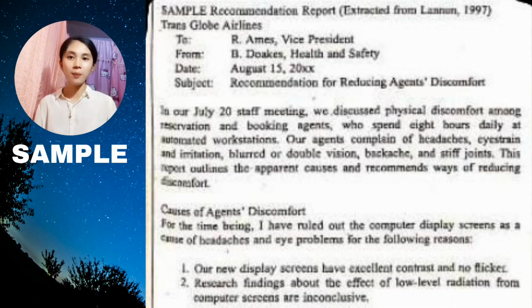I have here the example. As you can see, the first element that was used in making a recommendation, of course, is the introduction. That clearly defines the problem or opportunity addressed by the report, providing context. And as you can see, it also briefly mentioned the background and the significance of the issue to set the stage for the analysis. Another is the review of literature, which summarizes the relevant information and the research findings related to the problem, and also it establishes a foundation for analysis and recommendation by highlighting existing knowledge and perspectives.